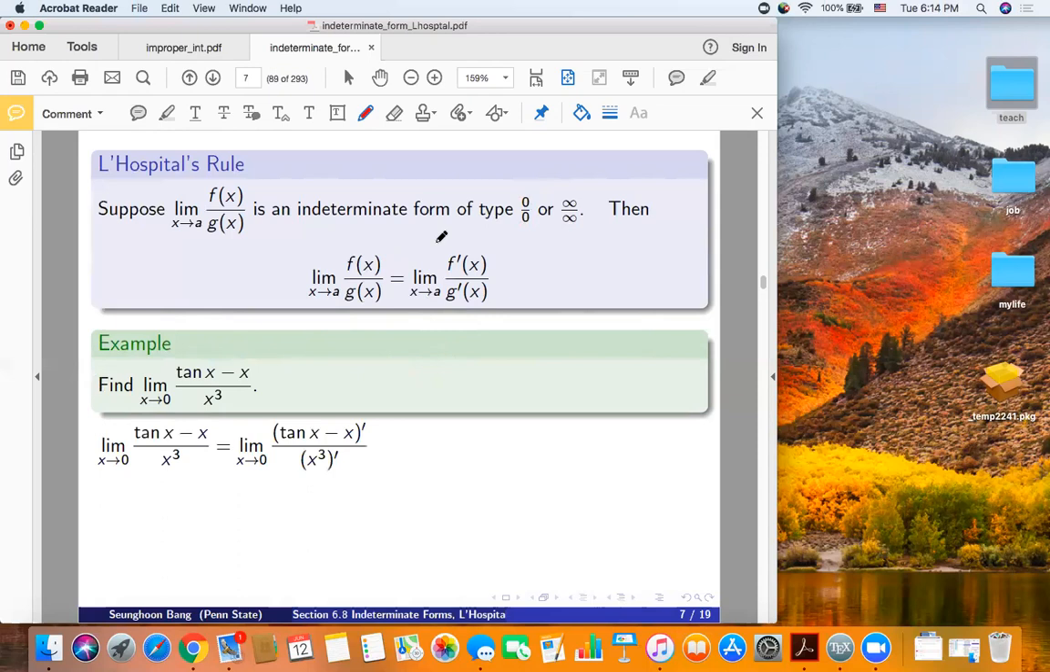So we can take a derivative. The derivative of tangent of x is secant squared of x. The derivative of x is 1. The derivative of x cubed is 3x squared. You can plug 0 into the top one and bottom one. We have secant squared of 0 minus 1 over 3 times 0 squared. What is secant of 0? What is secant of 0?